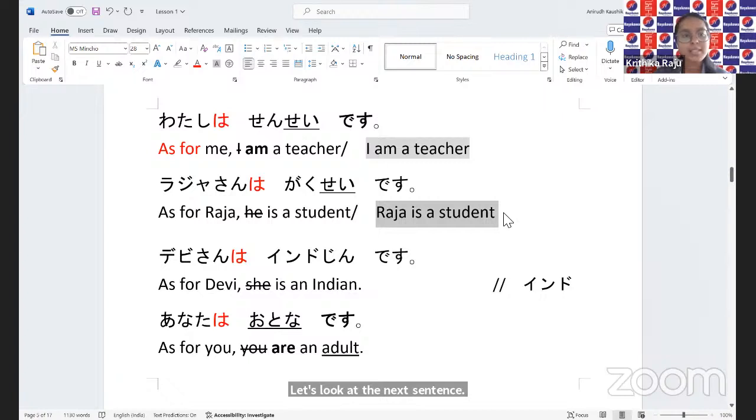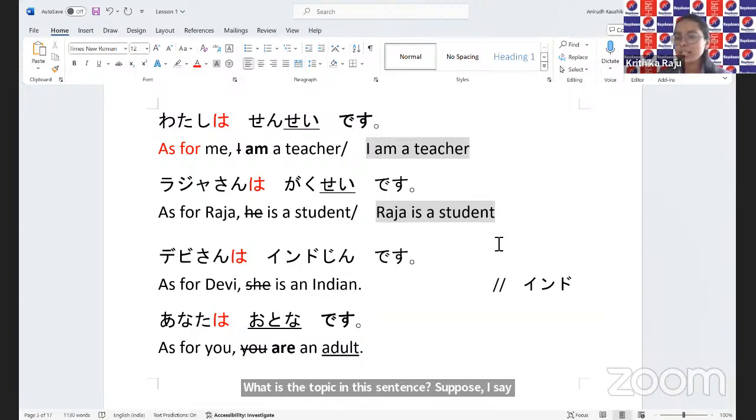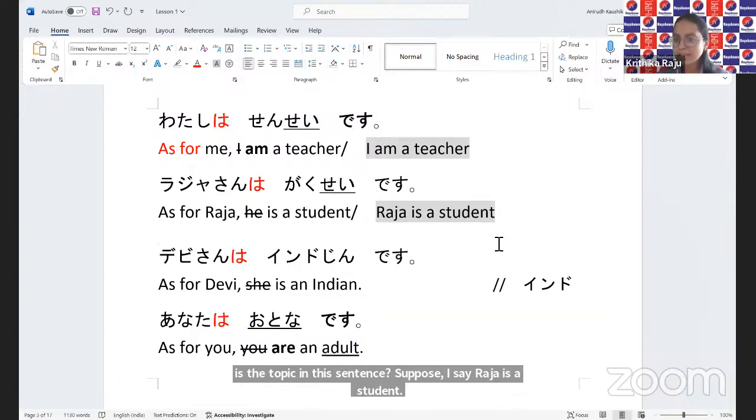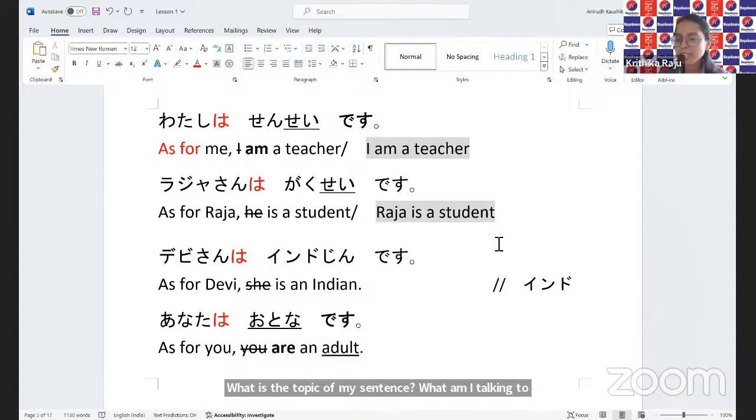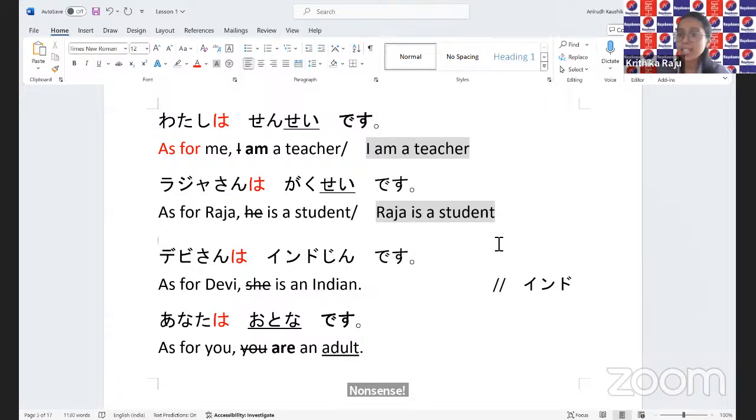Very basic. Let's look at the next sentence. Raja is a student is the sentence. What is the topic in this sentence? Suppose I say Raja is a student. What is the topic of my sentence? What am I talking to you about? Raja. I'm talking now about Raja-san. So my topic changes from I to Raja-san.